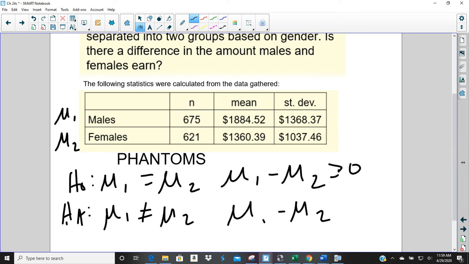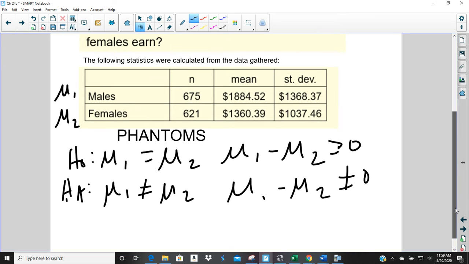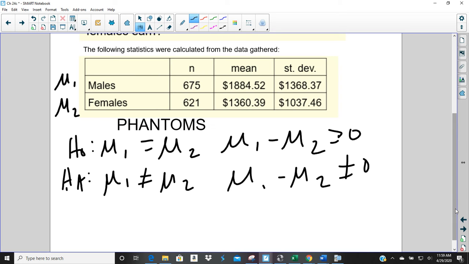Mu1 minus mu2, is there a difference? That's all it's asking: not equal to 0. It's not asking if they make more, it's just asking if there's a difference. Got it? Okay. So now we're on the A, assumptions and conditions.